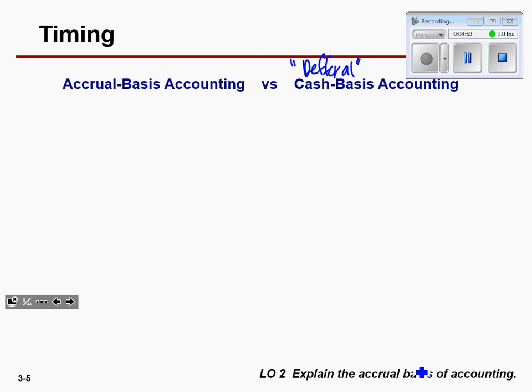What you need to know is what GAAP thinks of both of these. Now, what's GAAP again? GAAP. Generally Accepted Accounting Principles. So basically, the governing board of the accounting world. GAAP likes this one. GAAP doesn't like that one. Does that mean you can't use cash basis? No. It's just that GAAP prefers that you use what's called accrual basis accounting.